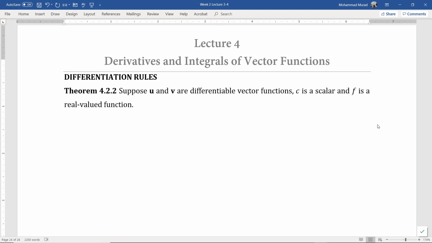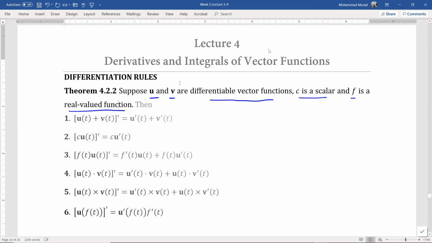Differentiation rules. Theorem. Suppose u and v are differentiable vector functions, c is a scalar, and f is a real valued function. Then the following rules hold true. 1. The derivative of the sum of two vector functions is equal to the sum of the derivatives. 2. The derivative of a scalar multiple of the vector function u is equal to the scalar multiple of the derivative of u.